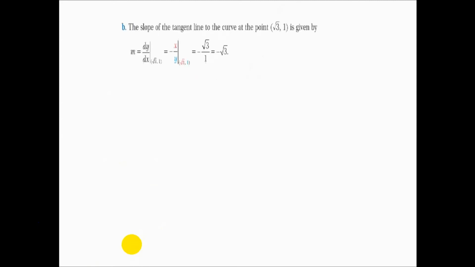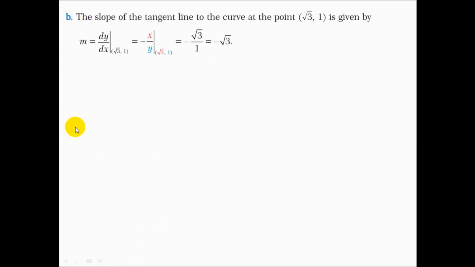Let's see solution B. In here the slope of the tangent line to the curve at the point square root of 3, 1 is given by m. M is slope, and we can see that m is equal to dy over dx at the point square root of 3, 1. Because in the first equation, we get the derivative dy over dx is equal to minus x over y. So in here we can take x is equal to square root of 3 and y is equal to 1. So we can get the slope is equal to minus square root of 3.